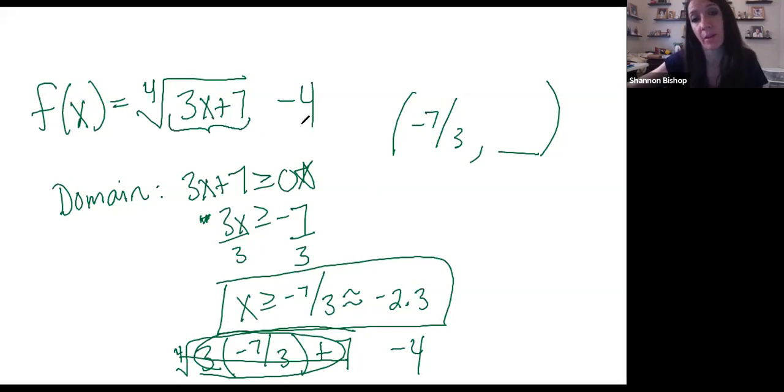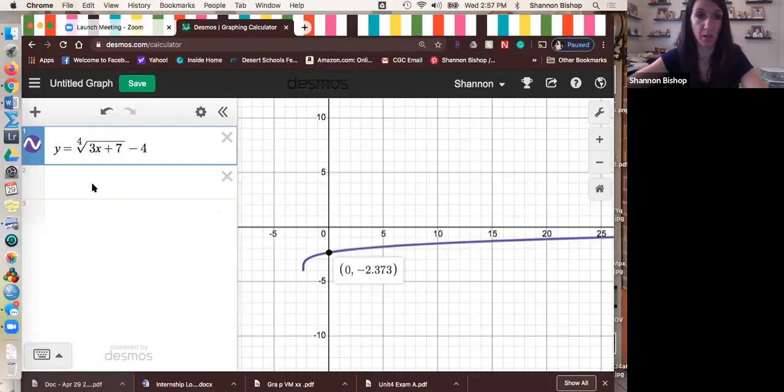But then what about him? He's still there, right? So even though the radical is one big fat happy 0, that's the whole point, you still have the -4. So that's your starting point. So the starting point of that graph is at -7/3, comma -4.